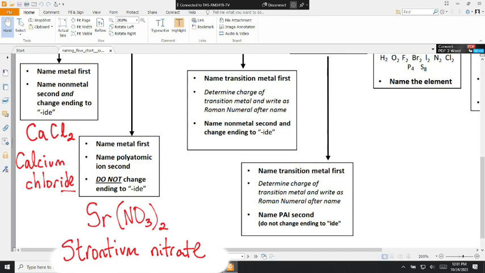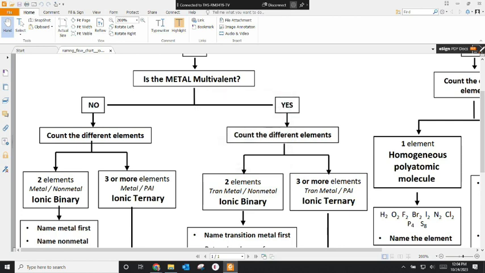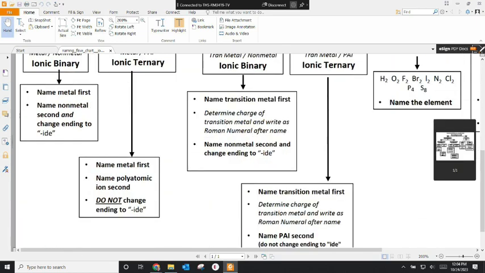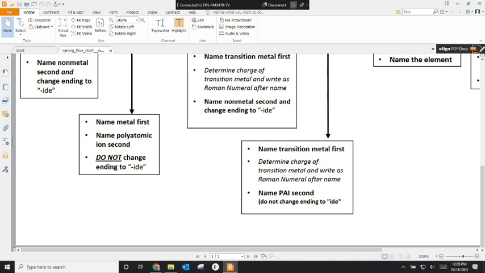I'm just going to scroll over now. If you ask yourself that first question, is the metal multivalent? If you say yes, you're still going to count the different elements like before to decide whether or not you have a polyatomic ion. This time, when you name it, you're going to name the transition metal first, but you need to leave a little space for a Roman numeral to represent the charge, and then you just put the ending with, say, IDE.